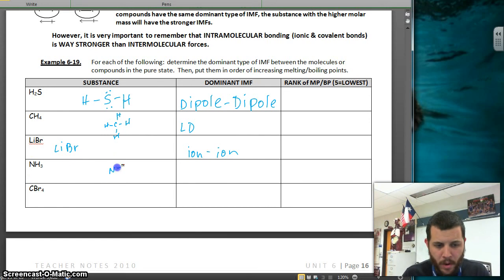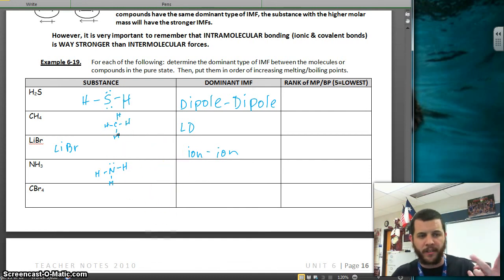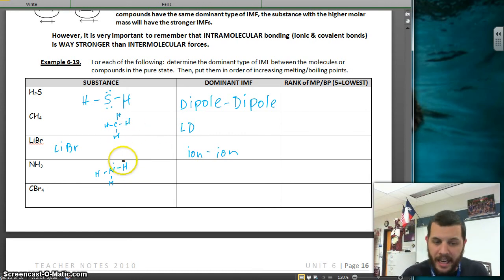NH3, this is ammonia. When I draw my Lewis dot structure, I do see that it is indeed polar covalent. I've got hydrogen, so now I want to know, is it attached to either fluorine, oxygen, or nitrogen? It is, so that makes this hydrogen bonding.